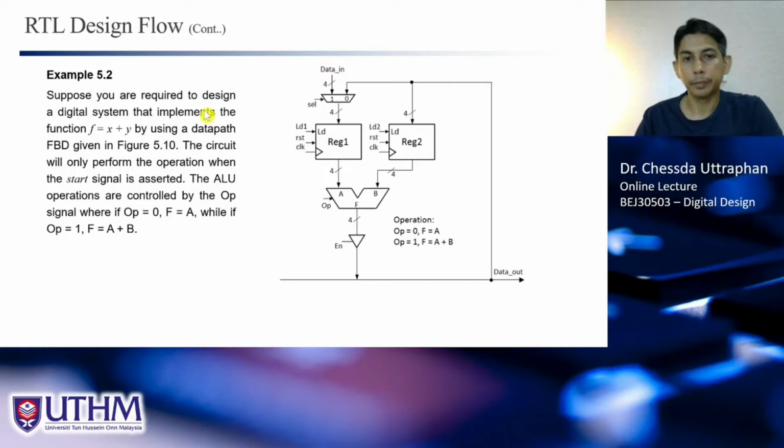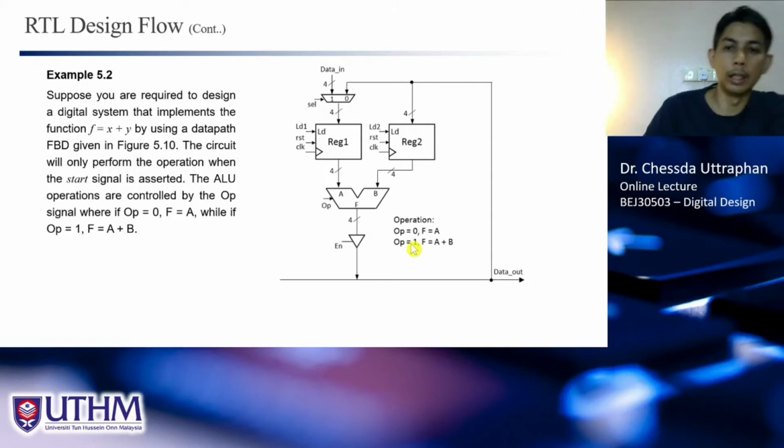Now let's look at the second example, which is example 5.2, where we are required to design a digital system that implements the function f equal to x plus y by using a data path functional block diagram given in figure 5.10. The circuit will only perform the operation when the start signal is asserted. The ALU operation is controlled by the OP signal. If OP equals 0, F is equal to A, meaning the output is equal to A, while if OP equals 1, F is equal to A plus B. So this is the ALU operation.